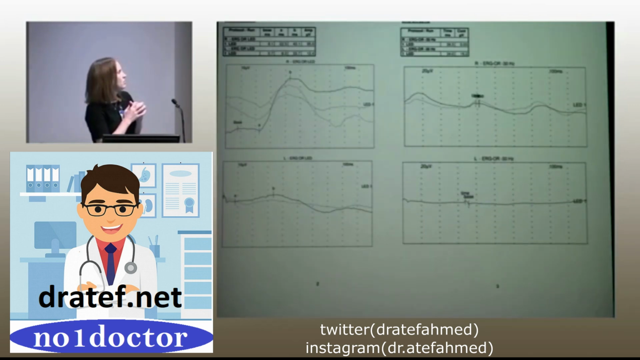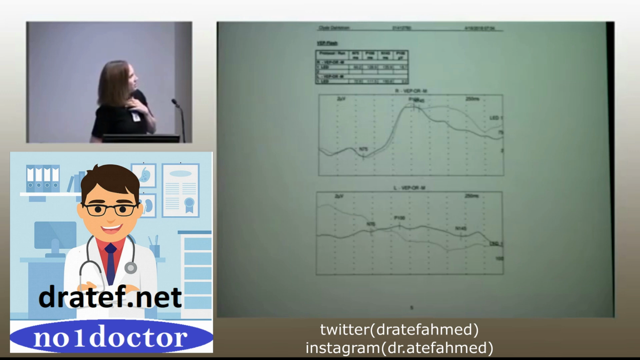We also did some electrophysiology and ERGs here, and you can see that the right eye looks pretty normal. Single flash here, in the left eye, almost nothing. And the VEP is very abnormal as well.